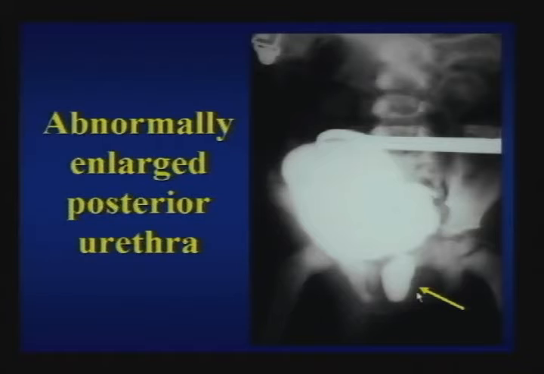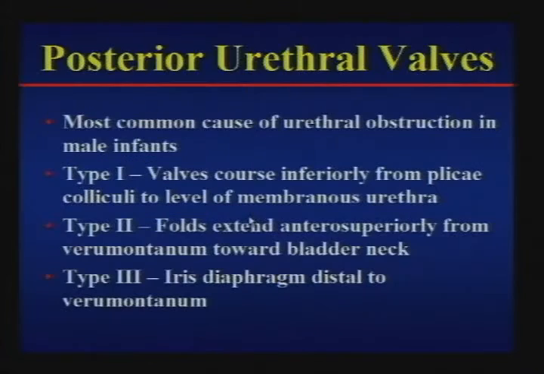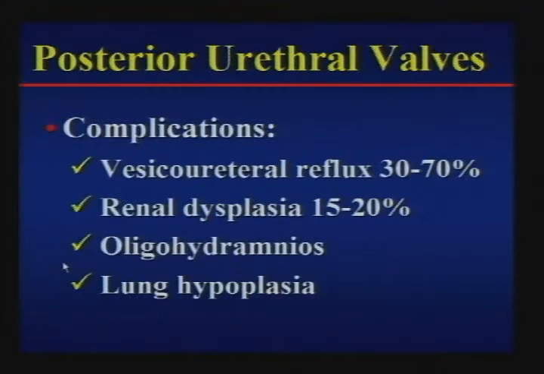So I got this one. And after you've given it a good look, you say, the posterior urethra is abnormally enlarged, and there really is only one thing that does that. The posterior urethral valve, the most common type being the type 1. It's still equivocal whether or not type 2 really exists or whether type 2 merely represents just a variation which has been called a valve but is not really a valve. And then the iris diaphragm type. Complications: all these kids get vesicoureteral reflux, renal dysplasia, on and on.